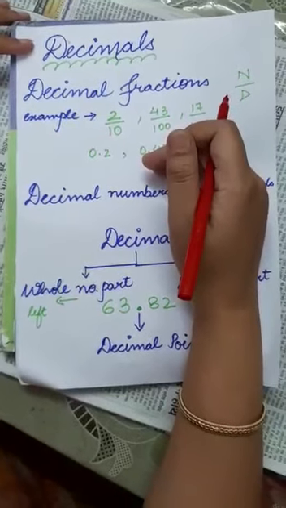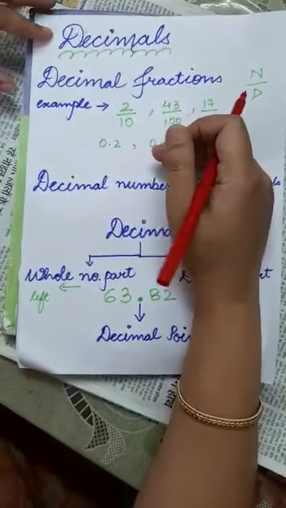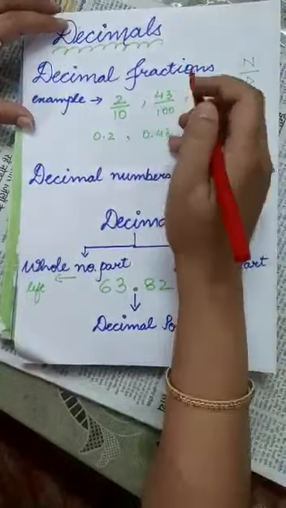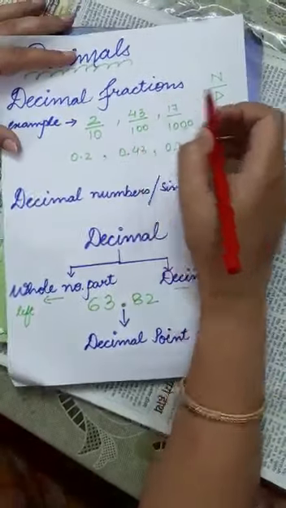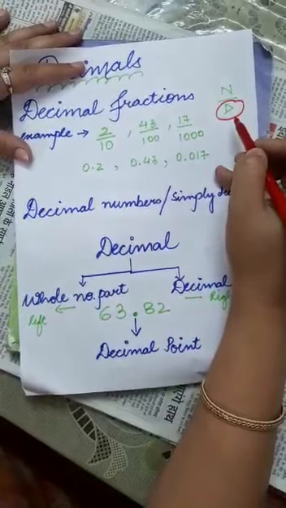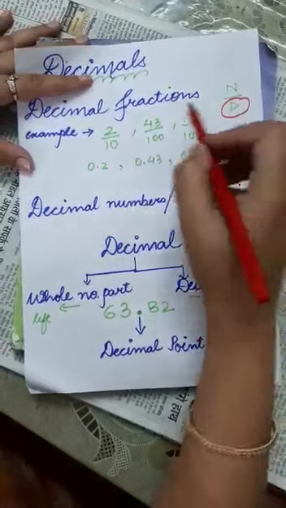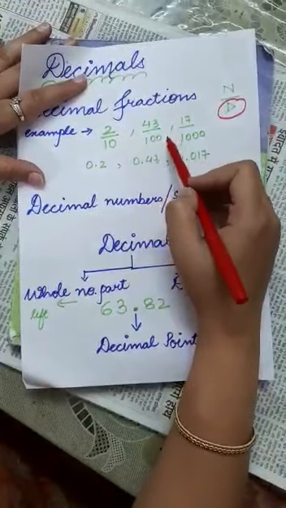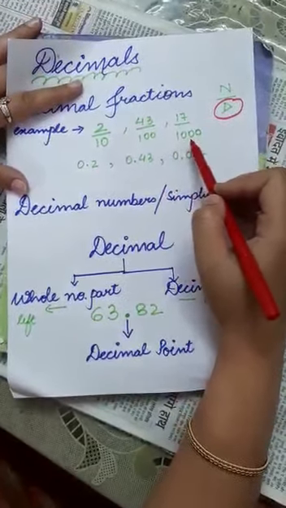Hello students, today we are going to learn about decimals. First we'll see what decimal fractions are. Fractions whose denominator is 10 or a power of 10 are called decimal fractions. For example, 2 by 10, 43 by 100, 17 by 1000.